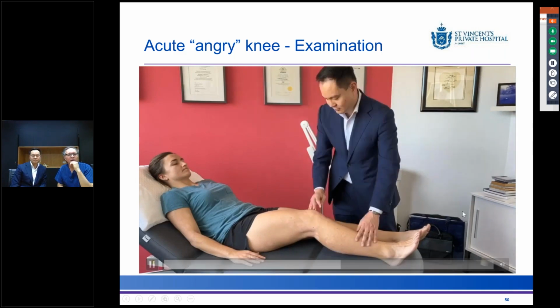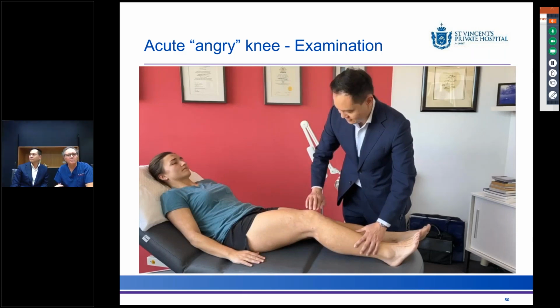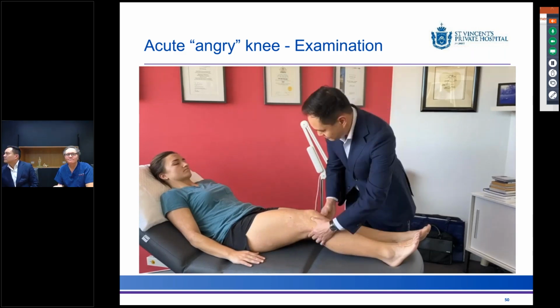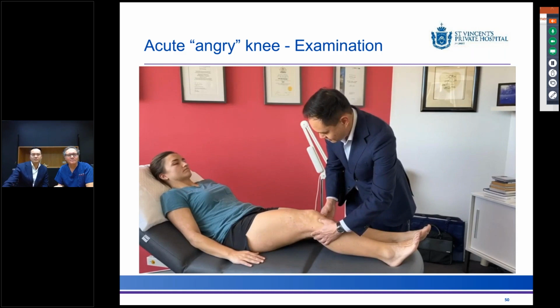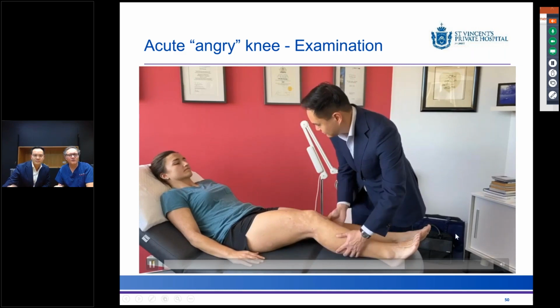Yeah. So now he's palpating, as I said previously, over the extensor mechanism, because you have to be worried about quadriceps tendon tear, patella fracture, patella tendon issues. Once again, feeling for tenderness.